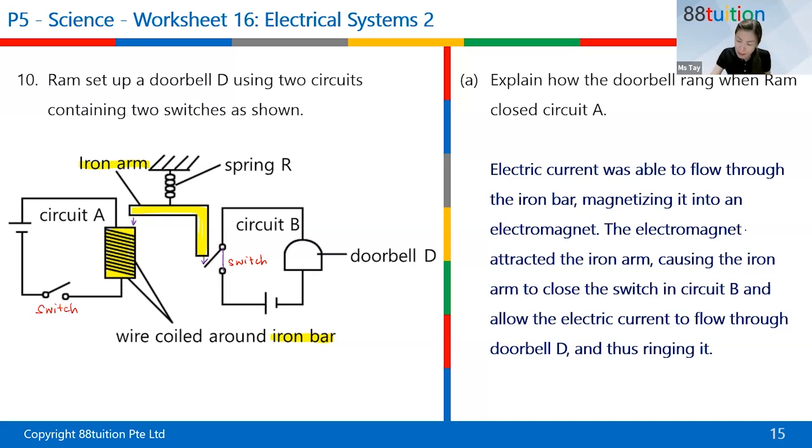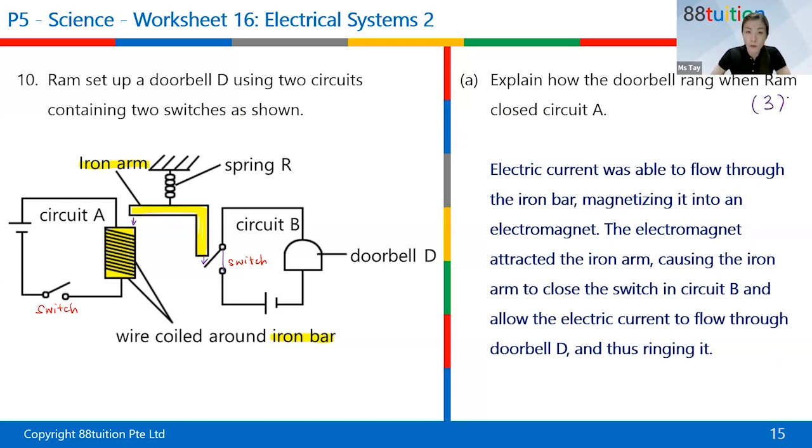Look at this. I think I changed a little bit of the answer, so you might want to take a look at this one. Electric current was able to flow through the iron bar, magnetizing it into an electromagnet. And then the second part I have answered for you also: attract the iron arm and then close the switch in circuit B, allow electric current to flow, thus ringing it.